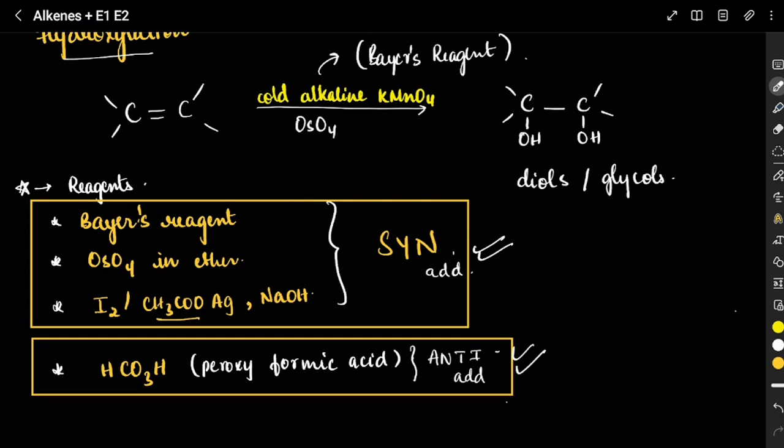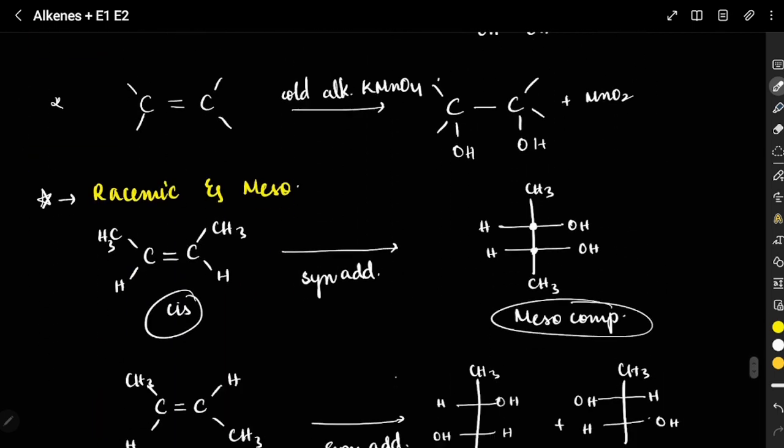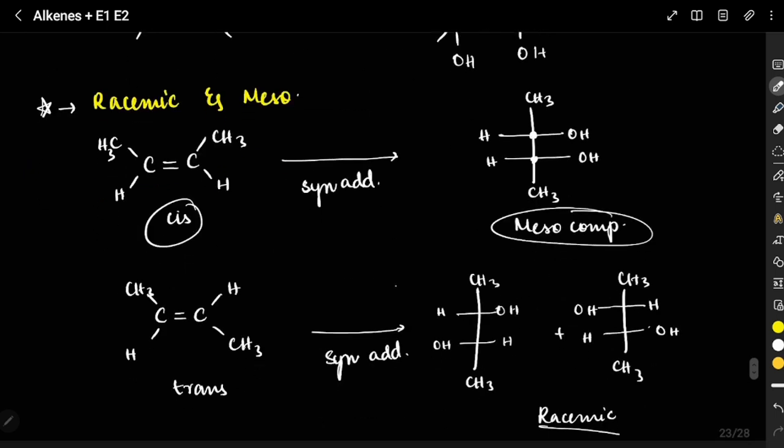Bayer's reagent means cold alkaline KMnO4. Cold alkaline KMnO4 is Bayer's reagent. Just remember it like anything. OsO4 is also very famous, and generally it happens in H2O because a protonium ion is formed. We can discuss this in the mechanism, but the mechanism is not important for this. Cold alkaline KMnO4 is Bayer's reagent, and Bayer's reagent forms glycols. Remember this.